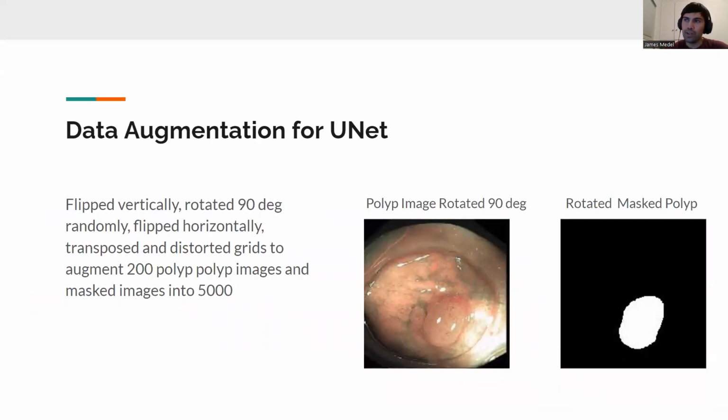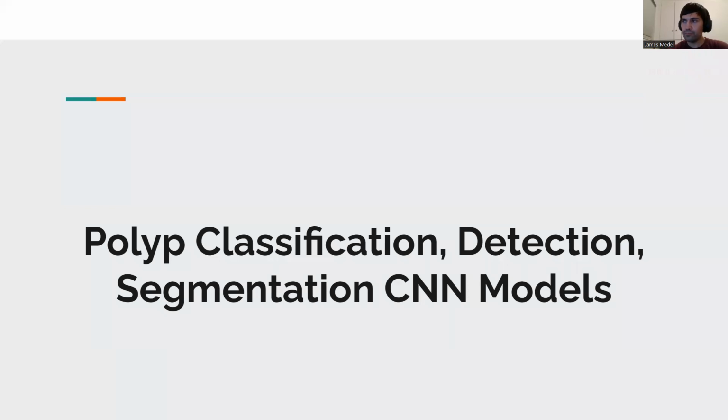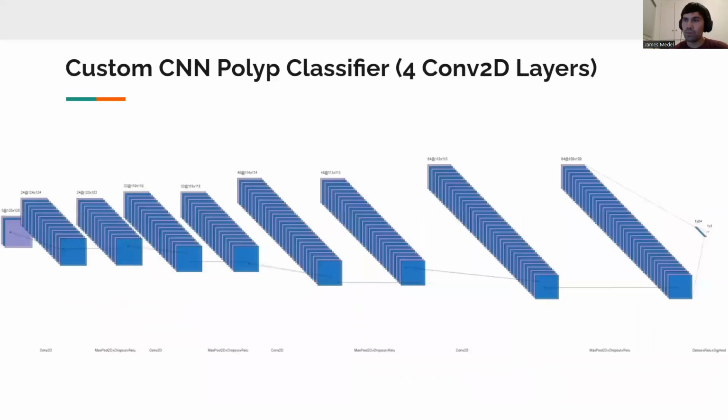And I also performed data augmentation on the data set. So 200 polyp images and their binary labels became 5,000 of these images that have rotation, flip, and so forth. Now on to the models.